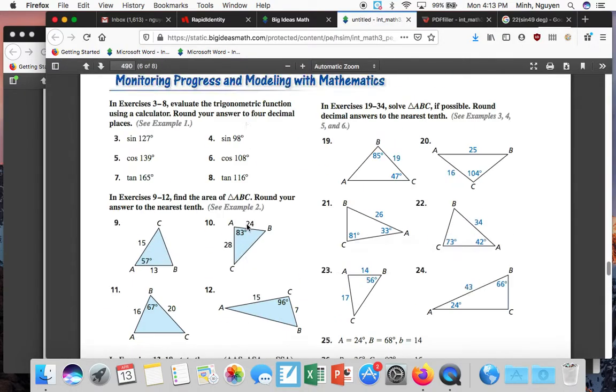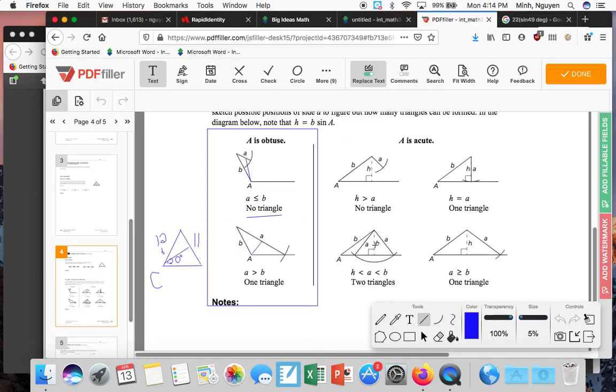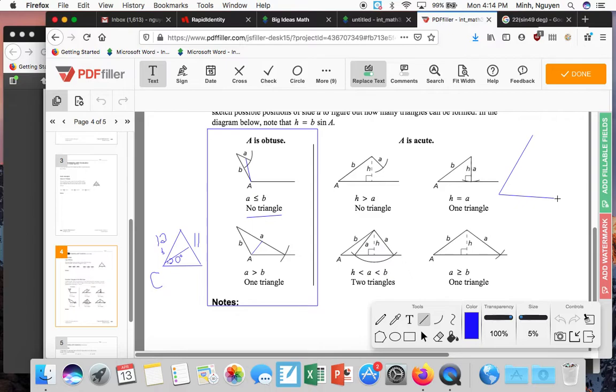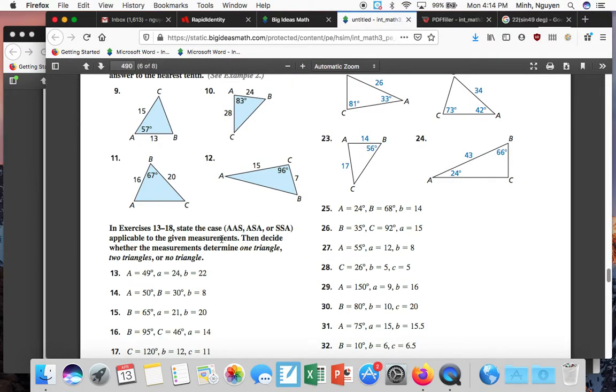As a reminder, the only time you have to worry about this is if you have an SSA. If you have an AAS or an ASA, which means angle, side, angle, if they gave you this angle, this side, and this angle, or that angle, then this side, then that angle, it doesn't matter what order or even direction you go in, then that results in one triangle.